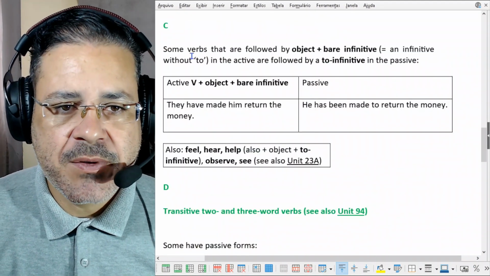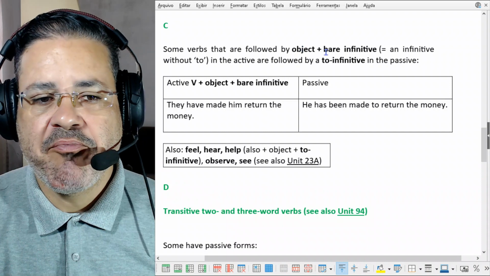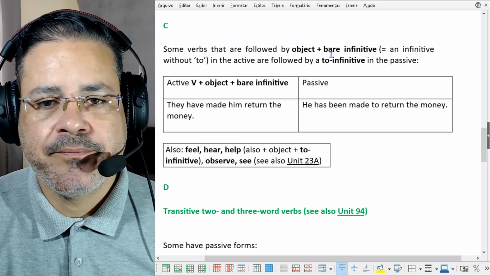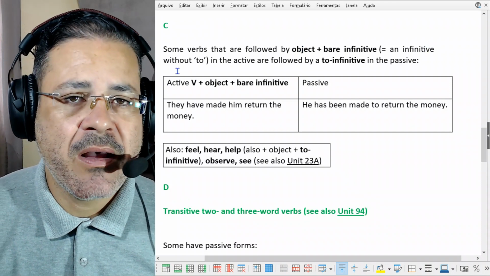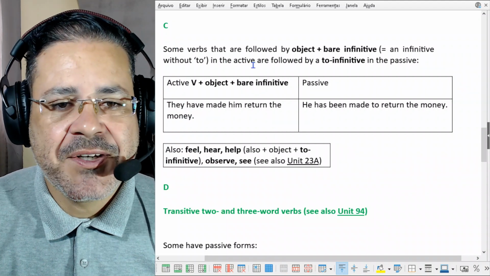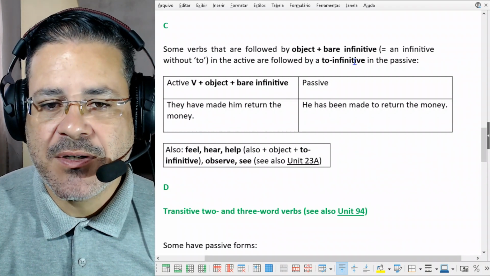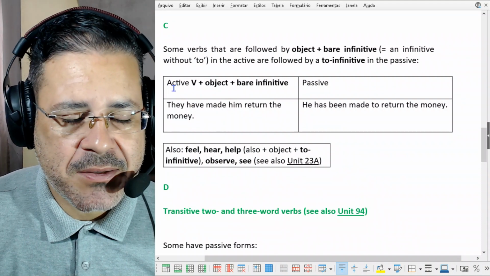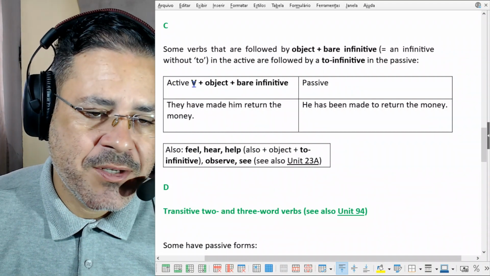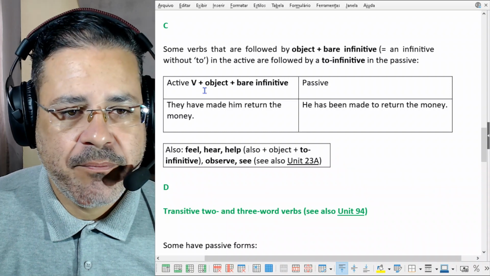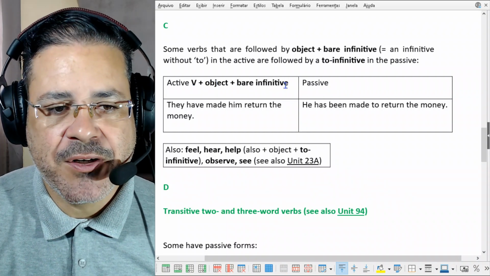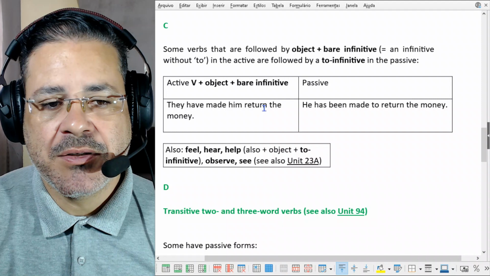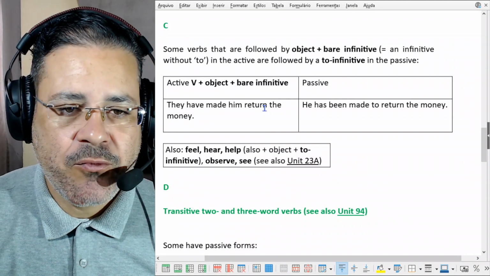Okay, moving on to section C. Some verbs that are followed by object plus bare infinitive, an infinitive without to, in the active are followed by a to infinitive in the passive. For example, in the active, we've got the verb plus object plus bare infinitive. They have made him return the money.